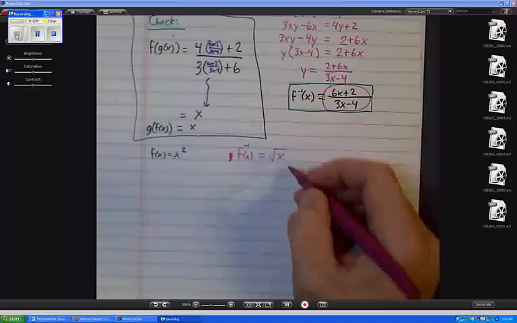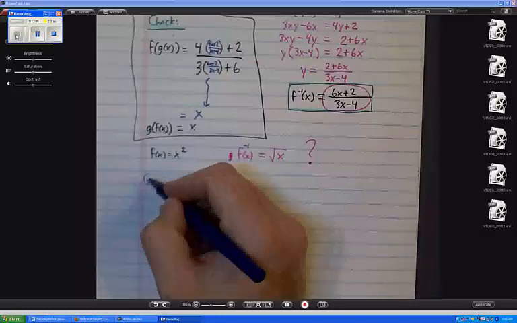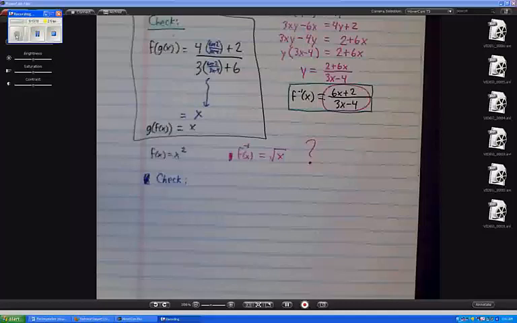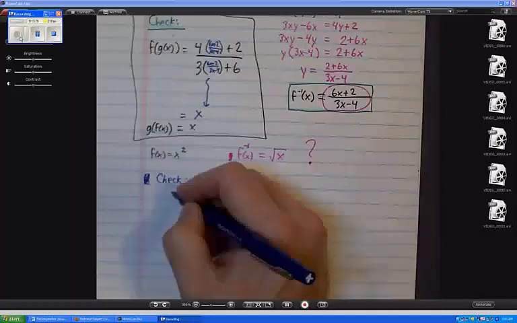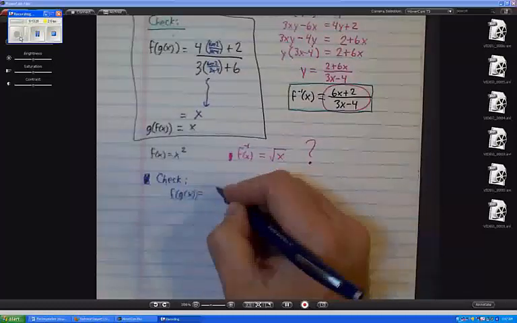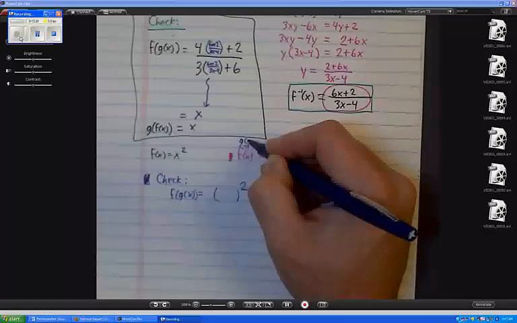How would I check? Well, what's the first thing I'm going to do, guys? What are we going to do? f of g of x would be something squared. What is it we're going to square? Right? We said this is going to be called g of x. That's fine. f of g of x would be, well, what happens when you square the square root of x? What do you get? That's nice.